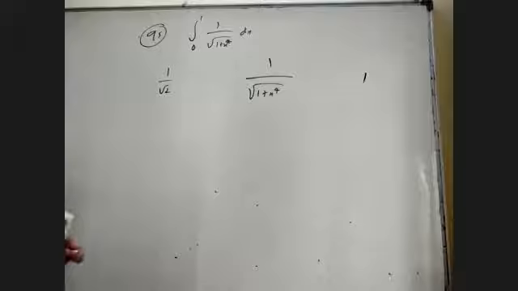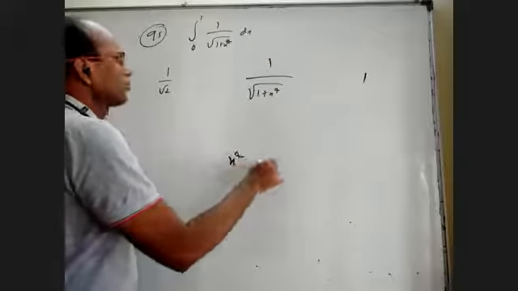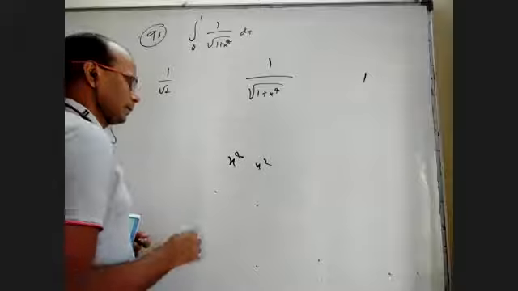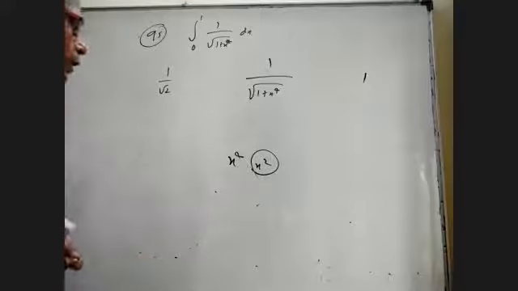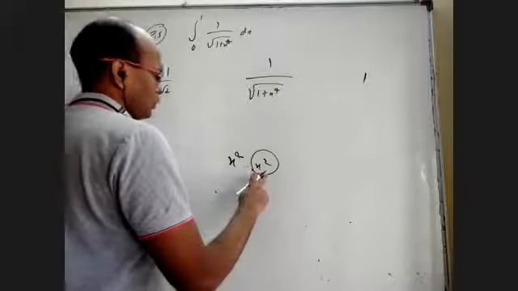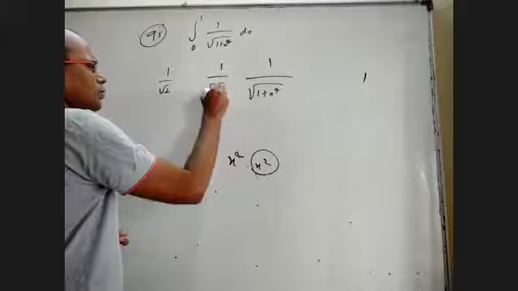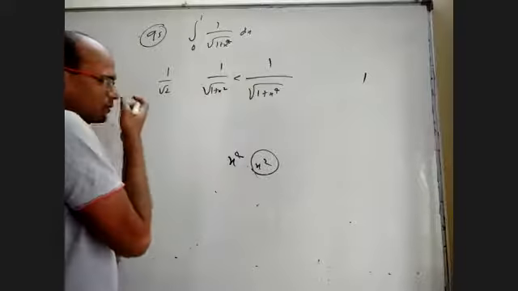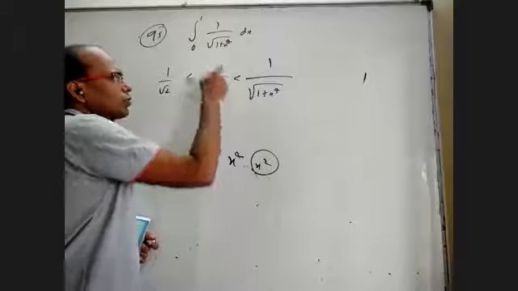If you want better, let's say I want to take 1 plus x square compared to x power 4. Between x power 4 and x square, which is greater? X square is greater because between 0 to 1, smaller is the power, higher is the value. If this is greater, then 1 by that will be smaller. So I think 1 by root 1 plus x square will be less than this, because compared to this the denominator is more, so 1 by that is less.